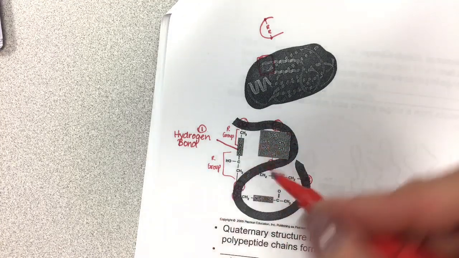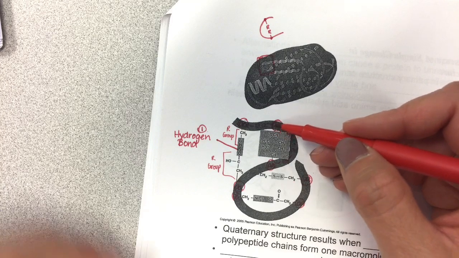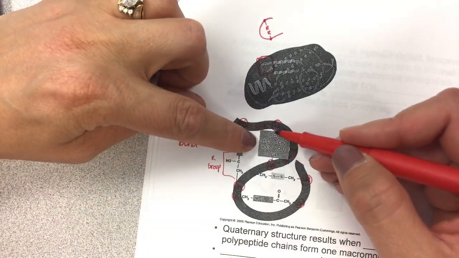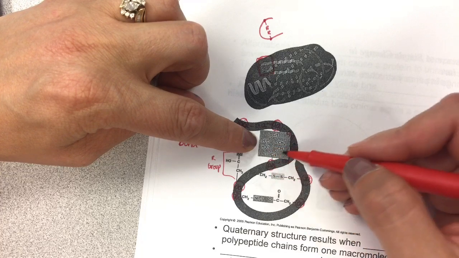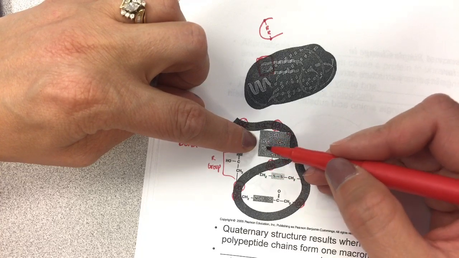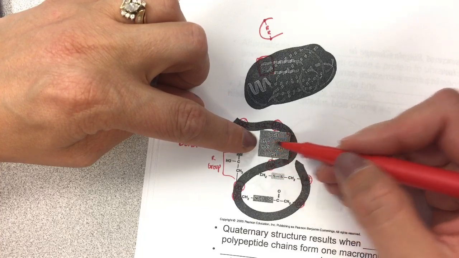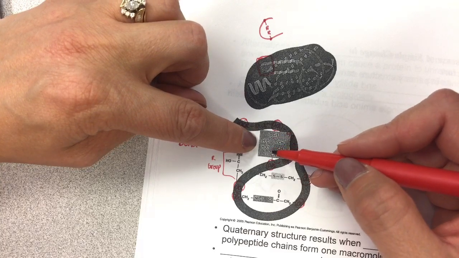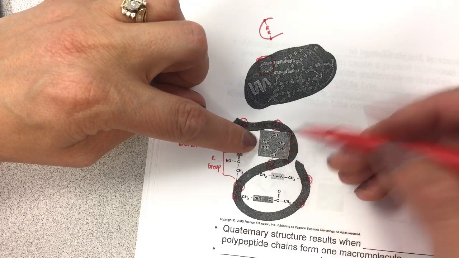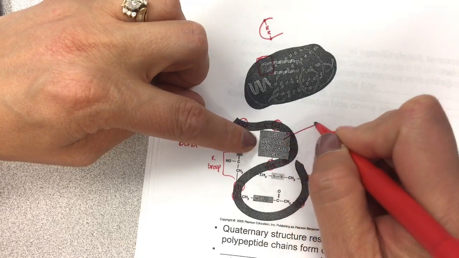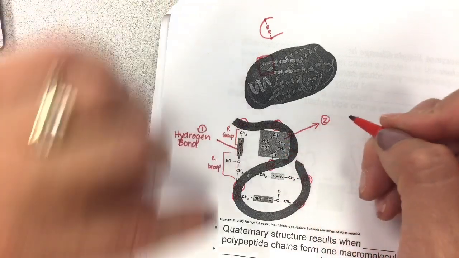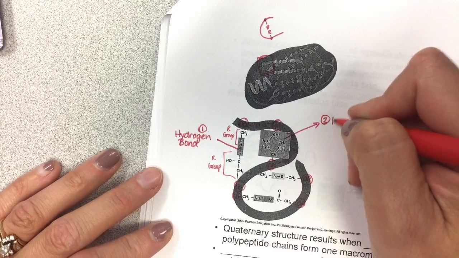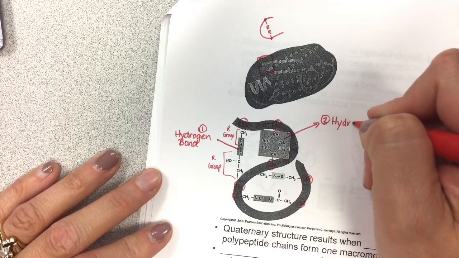Notice for this one, this amino acid, and this is its R group right here, and this amino acid, and this is its R group. Notice that they're both hydrophobic. They are both made out of just C's and H's, which means they want nothing to do with water. These two R groups interacting, this is the second kind of interaction, are called hydrophobic interactions.